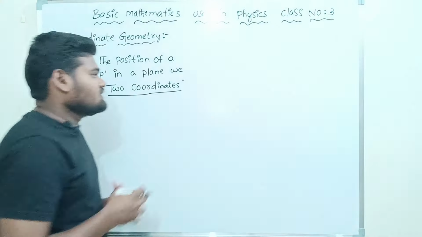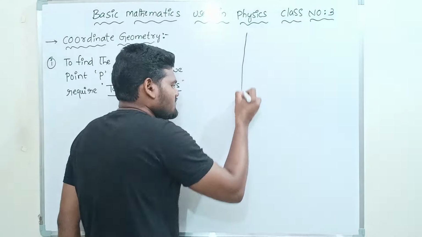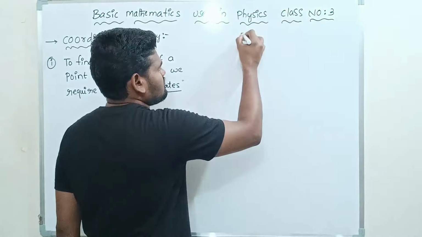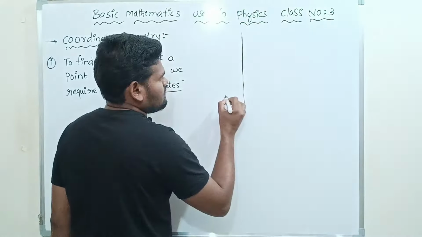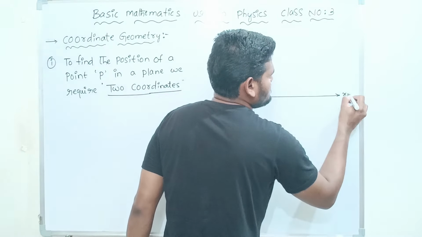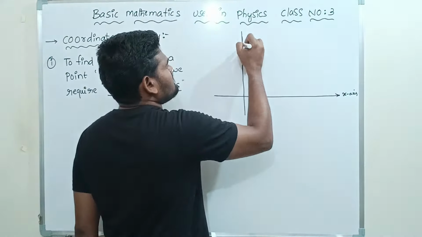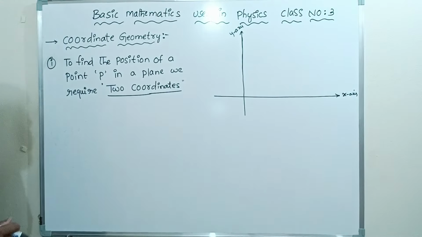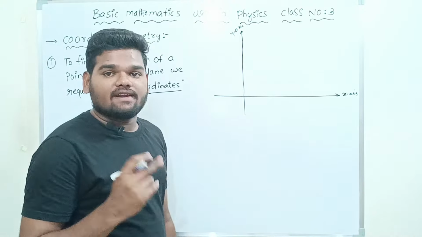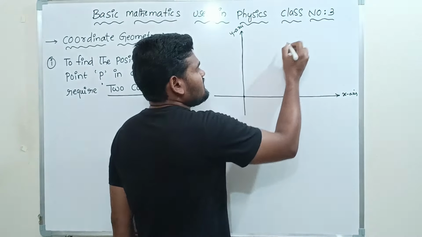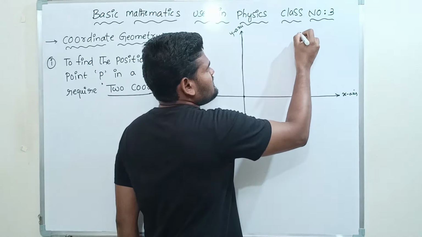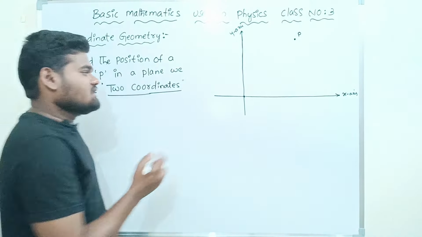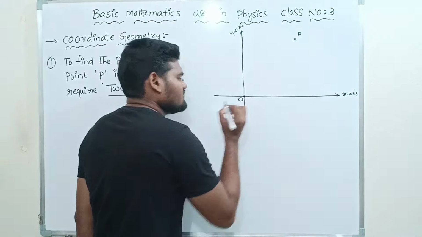Okay, so I'm taking a two-dimensional coordinate system. This is the x-axis and this is the y-axis. It is a two-dimensional coordinate system. In this two-dimensional coordinate system, there is a point P at this position. The point P is placed at this position, right? So this point is called the origin.